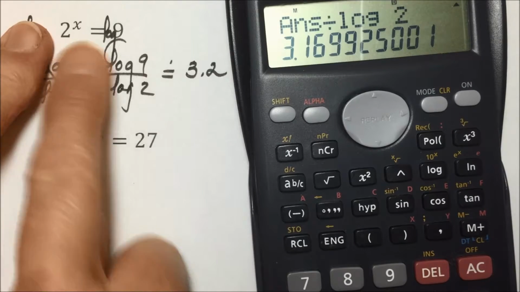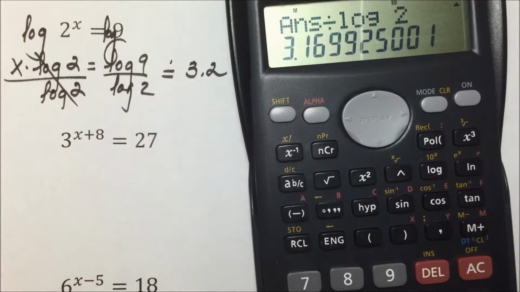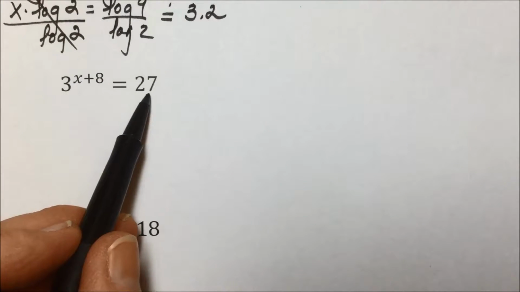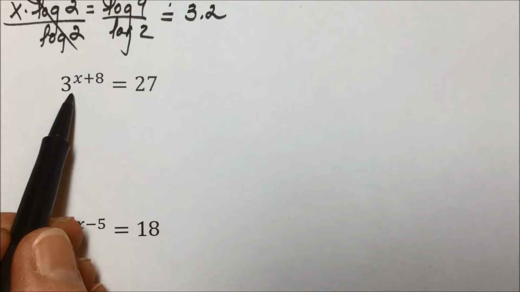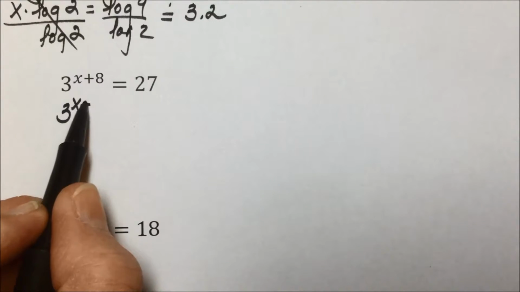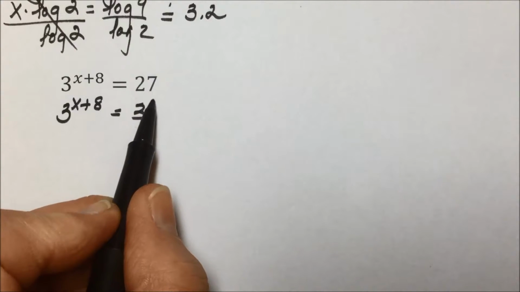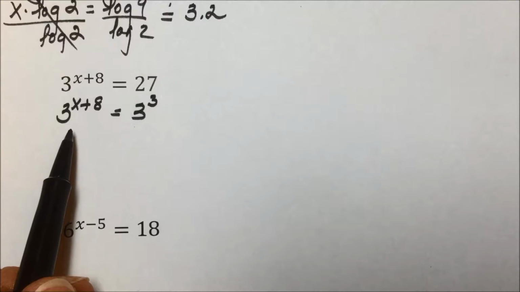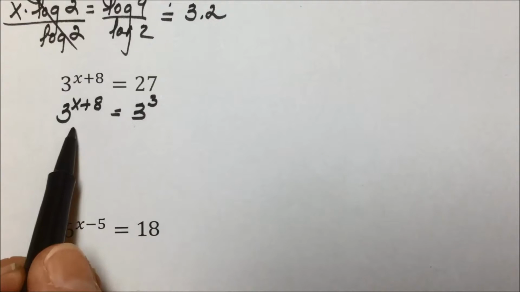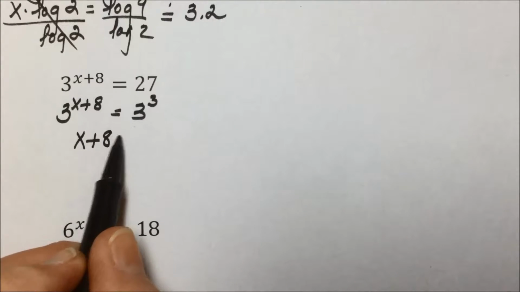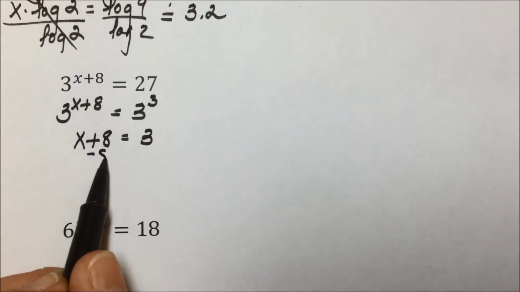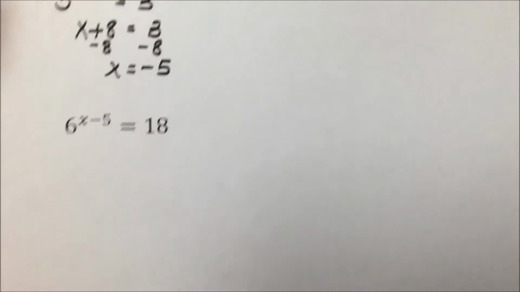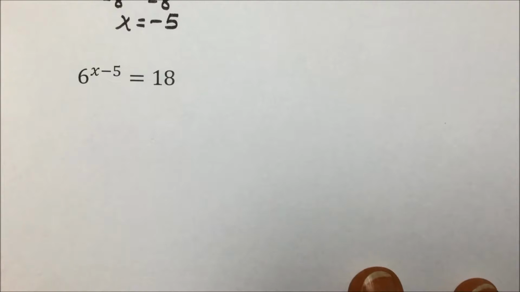And you could check, is 2 to the 3.2 approximately generating a value of 9? In the next problem, inspecting these bases, we can transform 27 into a base of 3. So we can solve it similar to the first problem. 27 is 3 to the third power, since 3 times 3 times 3 is 27. Using the principle of exponential equality, that means common bases, exponential powers are equal to one another. And solving for x, subtract an 8 from each side, we end up with x is equal to a negative 5.